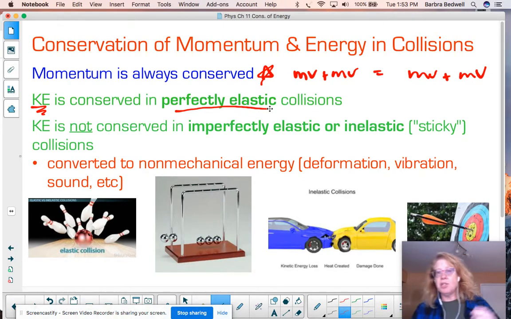Perfectly elastic collisions are hard body collisions. So it's like the first two pictures on the bottom left here, like a bowling ball is pretty close to a perfectly elastic collision, or like a Newton's cradle is also considered to be a perfectly elastic collision. We've got two hard bodies that are bouncing off of one another. The reason why these are called perfectly elastic is because they're literally just bouncing. The elastic part comes from the idea that there's no deforming.